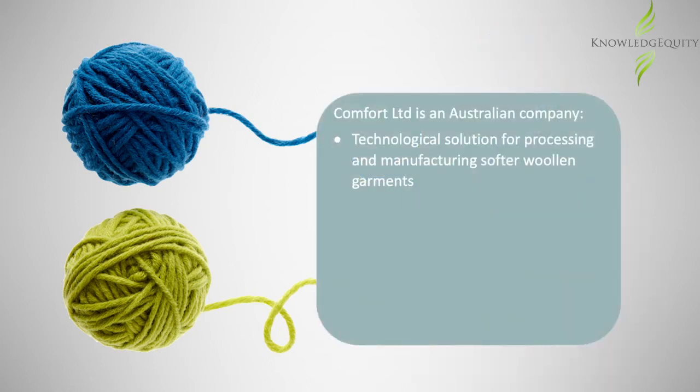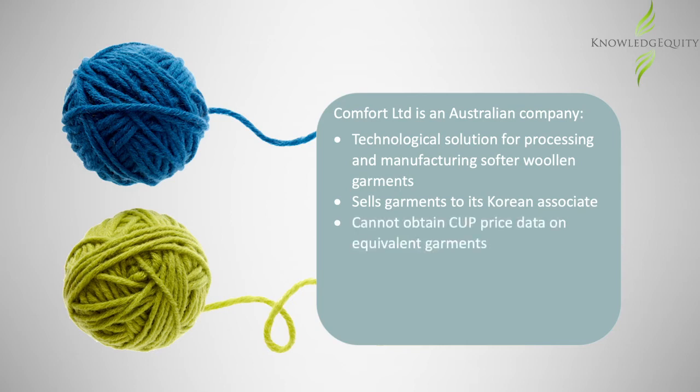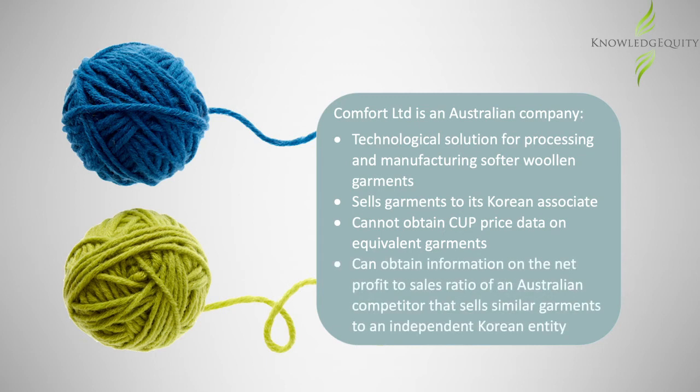For example, an Australian company, Comfort Limited, has found a way of processing wool that makes it feel softer than most existing woolen garments. The company makes woolen garments and sells them to its Korean associate. Comfort cannot obtain data that would make it able to accurately calculate the comparable, uncontrolled price on equivalent garments. However, it is able to obtain information on the net profit to sales ratio of an Australian competitor. This competitor sells similar garments to an independent Korean entity.